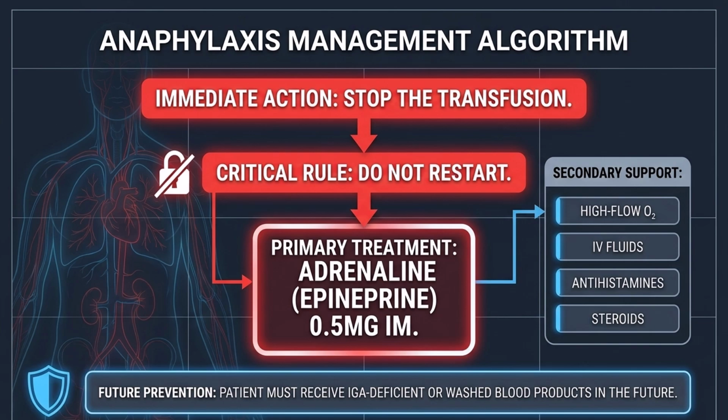For future prevention, these patients must be investigated for IgA deficiency: serum IgA levels plus anti-IgA antibodies. If confirmed IgA deficient with anti-IgA antibodies, all blood products in the future must be washed prior to transfusion.